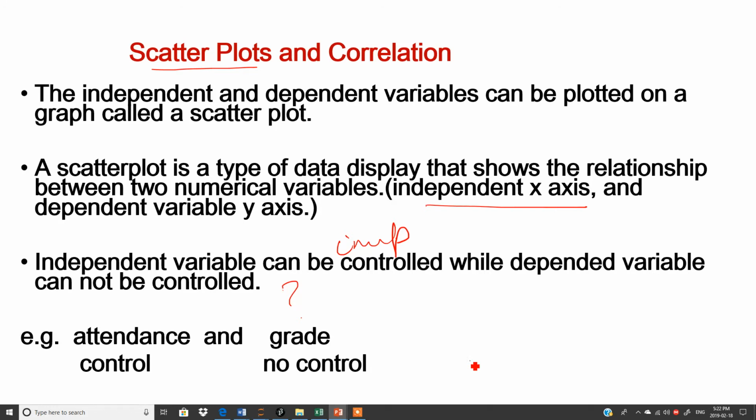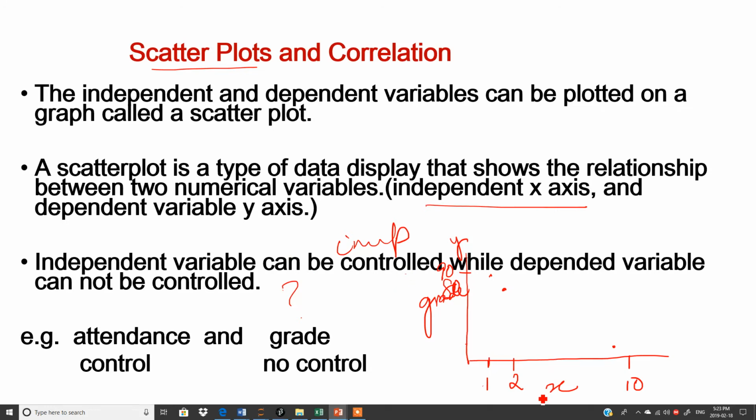Here is the example of attendance. This is the independent variable we will take on the x-axis, and our grade, or our percentage, depends on our attendance. If we miss, suppose, only one class, maybe the percentage is 90. If you miss two classes, maybe your percentage will be 80, right? And the point will come here. Similarly, if you miss, suppose, 10 classes, maybe your percentage is 40. So see, this is the independent variable. The independent variable can be controlled.